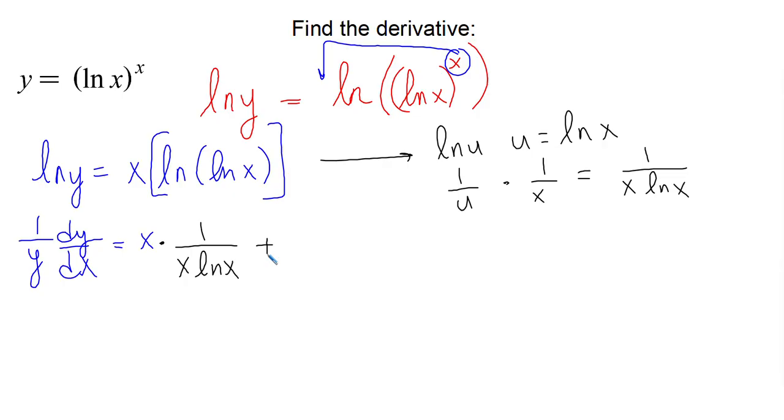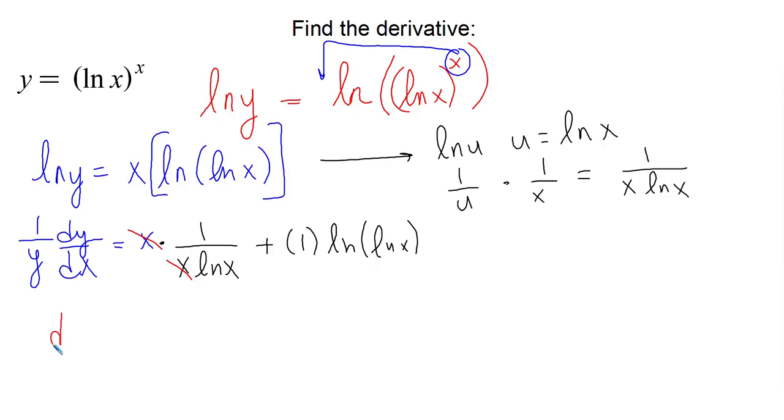And then we'll add to that the derivative of x, which is 1, times the natural log of the natural log of x. And that's the end of our product rule. Right? We have the first function x times the derivative of the second function. Then we have the second function times the derivative of the first. We can hopefully just see that we can cancel out the x and the x here.